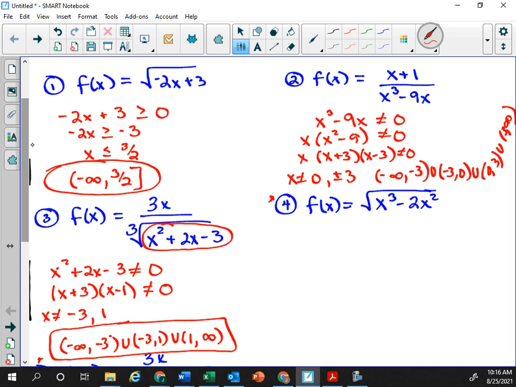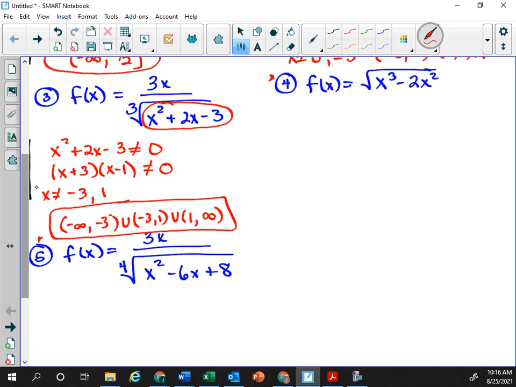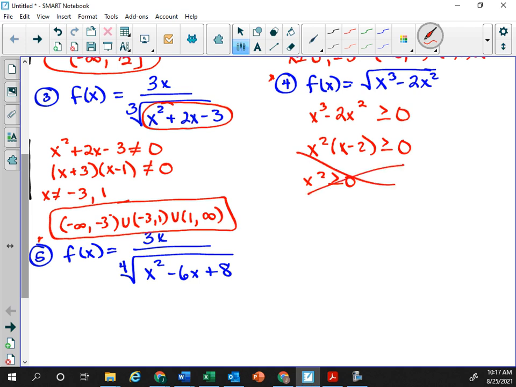Now we get to the tricky one. Okay, so number 4, I definitely have an even root. So I have to take what's under the radical, this x cubed minus 2x squared. And that has to be greater than or equal to 0. Okay, it's an inequality, so you can't just go, all right, I'll factor it, and I'll set both of those greater than or equal to 0. Like, nope, you can't do it that way. Okay, that's not the way it works with inequalities.